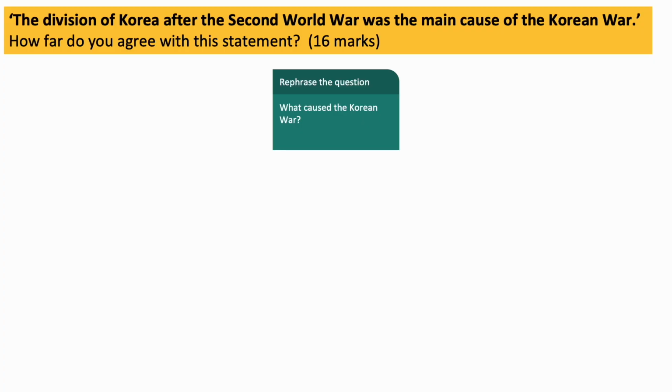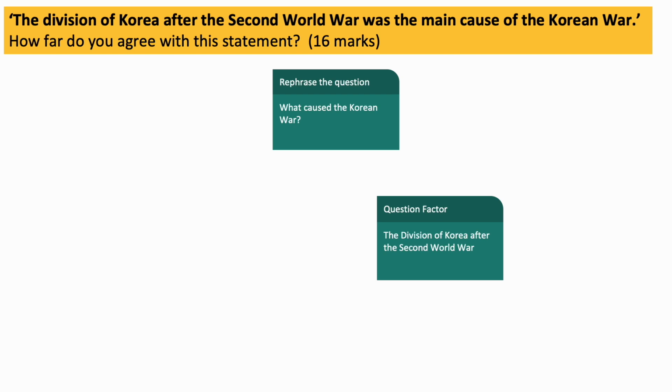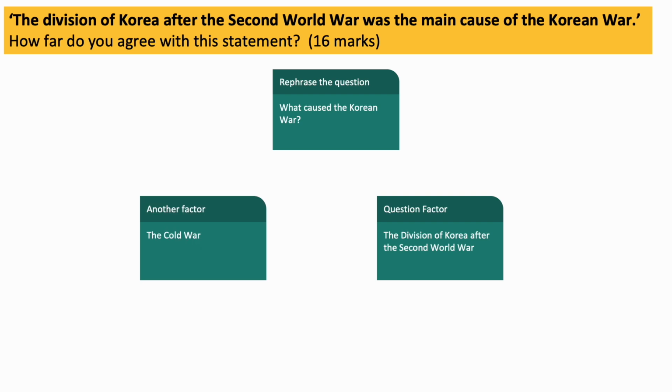So we've gone through the planning there. Let's just remind ourselves about the stages to this question. The first thing you do is rephrase it. What's the question asking you? It's asking you what caused the Korean War. And then of course you've identified the question factor. The question factor is the division of Korea after the Second World War. And now after our mind mapping and our thinking it through, we've decided on our other factor. Another factor that we can focus on is the Cold War.